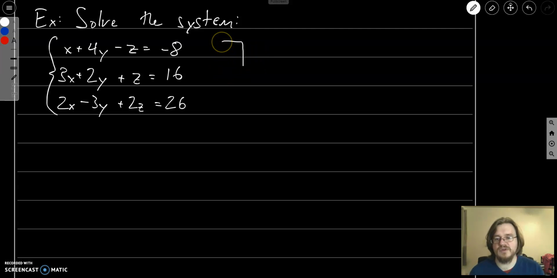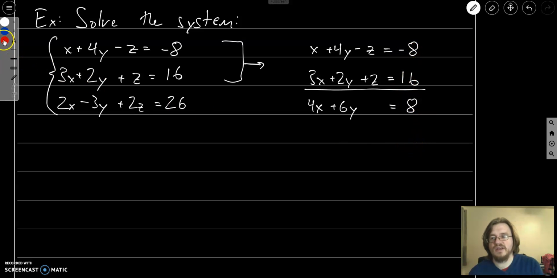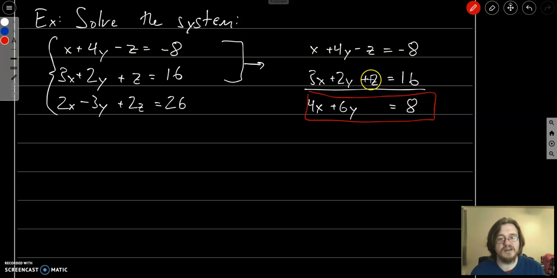So let's take the top two equations. We'll write them over here. Negative 8, and we've got 3x plus 2y plus z is equal to 16. So when we add these two equations together, x and 3x will add up to 4x, 4y and 2y will add up to 6y, and negative z and z will cancel out. They'll add up to 0, which is why I chose that, and negative 8 and 16 will add up to 8. So here we have an equation with two variables in it, not three.